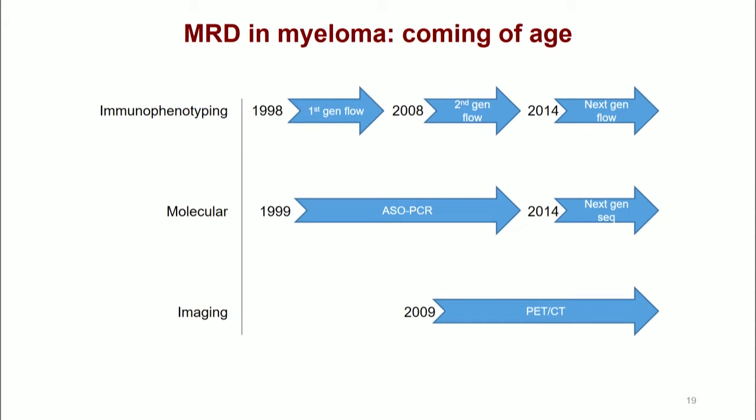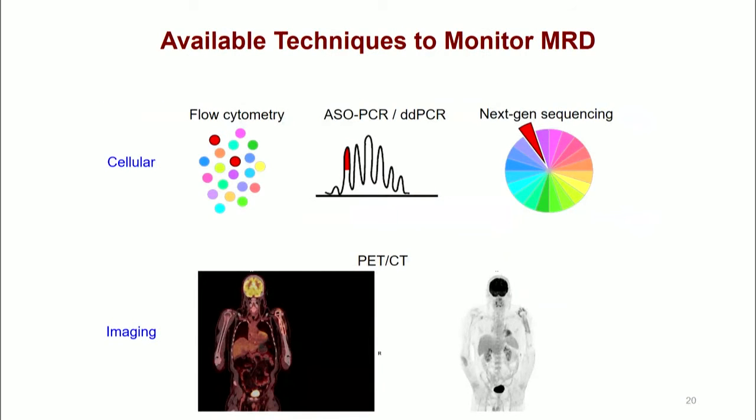And so Bruno gave a very elegant overview summary of the ways that we can look at MRD. We have the next generation flow, we have the molecular next generation sequencing, and imaging is coming behind. We really have not standardized PET-CT sufficiently for this kind of a precise assessment, so it's coming along. We have evolved from ASO-PCR. I think people are still using the digital PCR approach, but I think we're looking mostly at the flow and the next generation sequencing, with PET-CT coming a little bit behind.